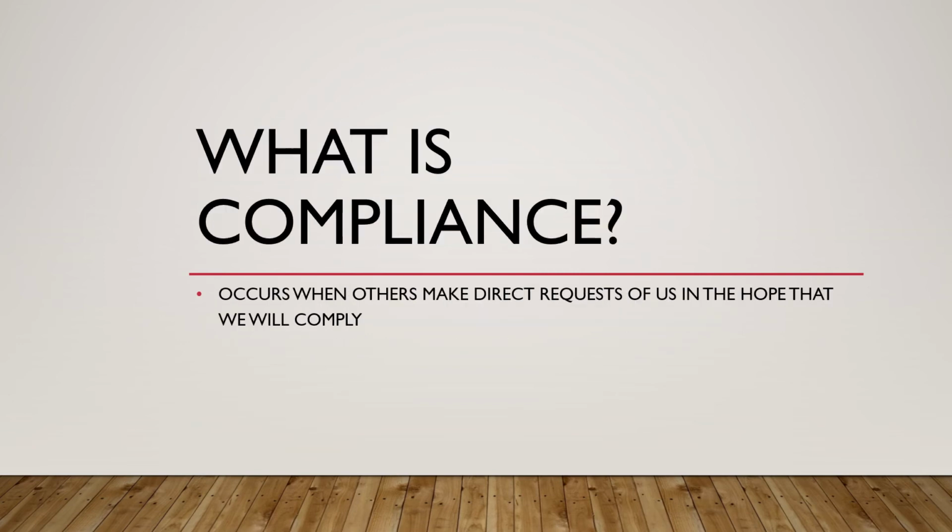Okay? Now, what is compliance? According to Kassin, another form of social influence is compliance. This occurs when others make direct requests. Again, a direct request of us in the hope that we will comply.